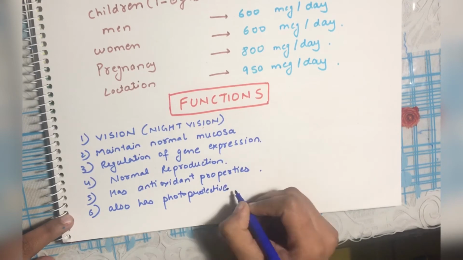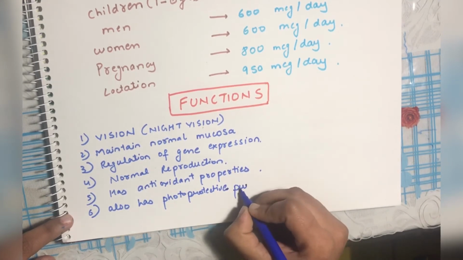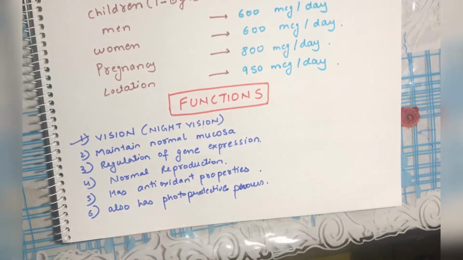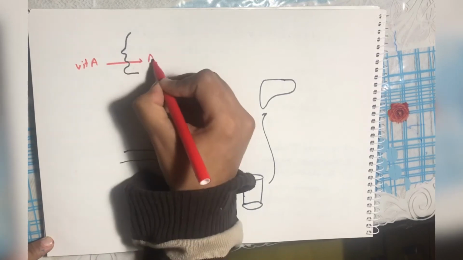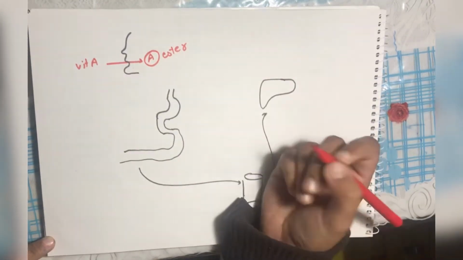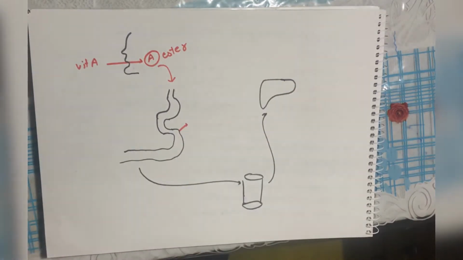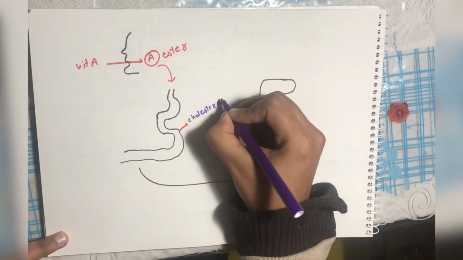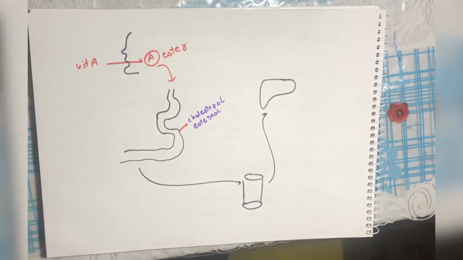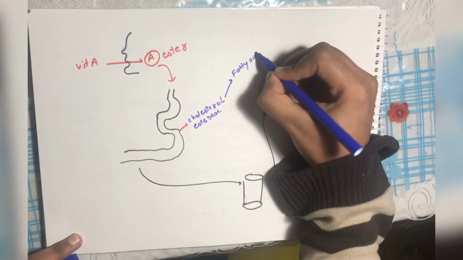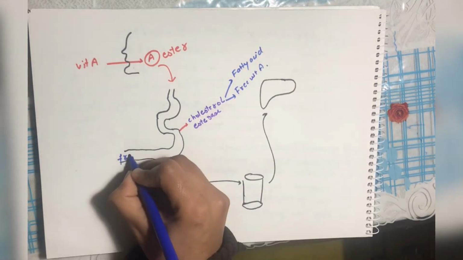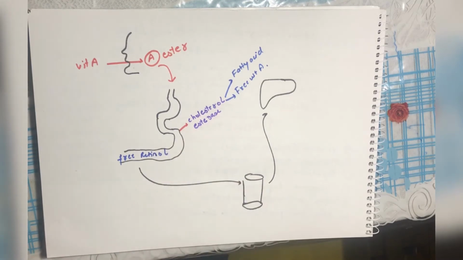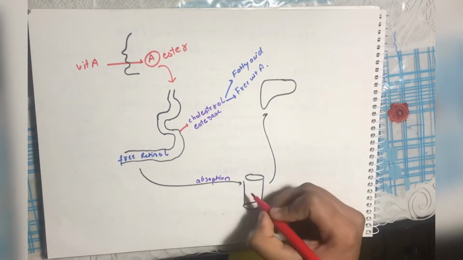Among these, the very important functions are vision and regulation of gene expression, and vitamin A is also very important for the skin epithelium. Vitamin A is a fat soluble vitamin. It needs the pancreas for digestion. If you take vitamin A, it is in an ester form, and in the gut we have cholesterol esterase. This cholesterol esterase breaks the vitamin A ester into fatty acid and free vitamin A. This free retinol in the gut epithelium goes to the blood by absorption. Re-esterification of this happens, and then it gets absorbed in the blood.